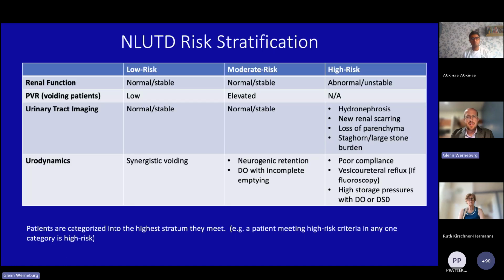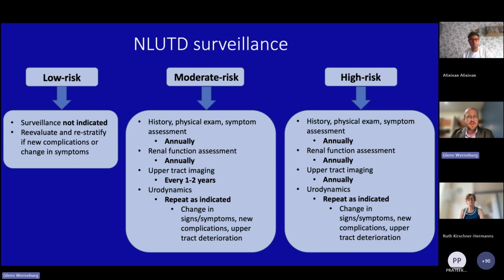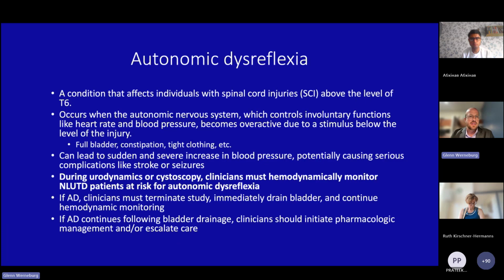Here's our risk stratification again. Here's our surveillance again. The difference again between moderate and high risk surveillance, at least in the AUA criteria, is the upper tract imaging surveillance every 1 to 2 years in the moderate versus annually in the high risk.